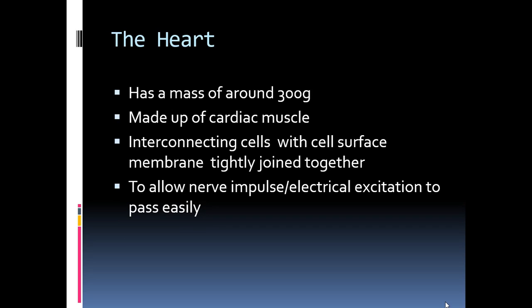So let's look at some important features of the heart. The size of the heart is roughly the size of your fist, and the average mass is around 300 gram. It is made up of cardiac muscle.